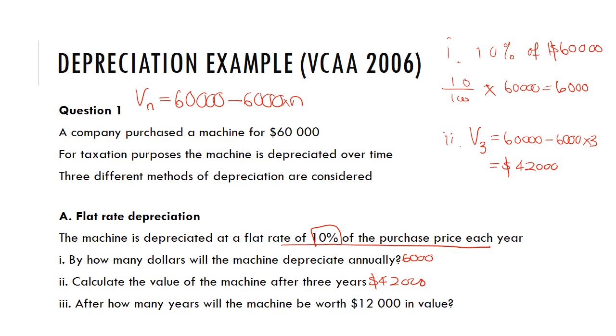And finally, after how many years will the machine be worth $12,000 in value? So now they're giving us the value and they're asking for N. Using the general version of the rule, my value is $12,000, and again, my initial amount minus the amount of depreciation times N, and I'm solving for N. In this case, I end up with N is 8, so it will be after 8 years. Okay, so that's an example of flat rate depreciation.